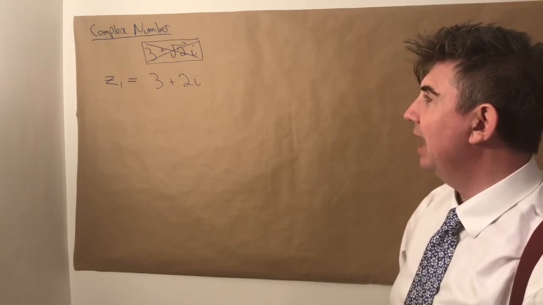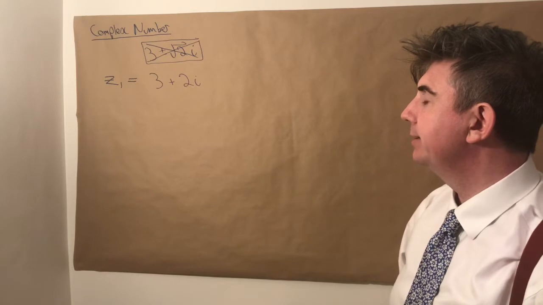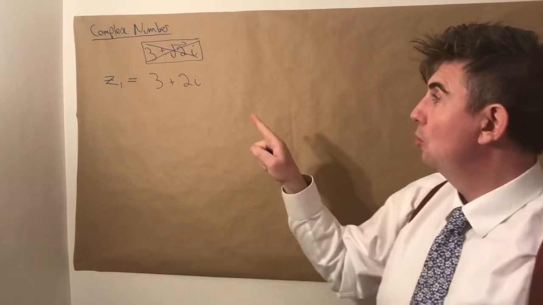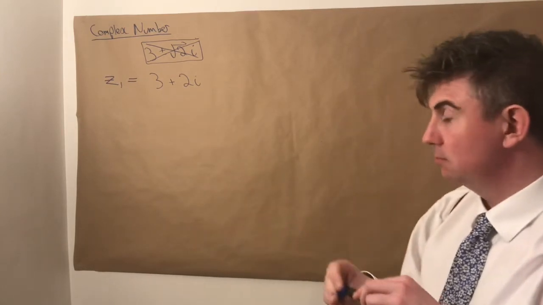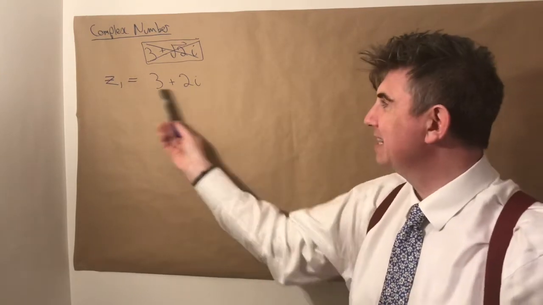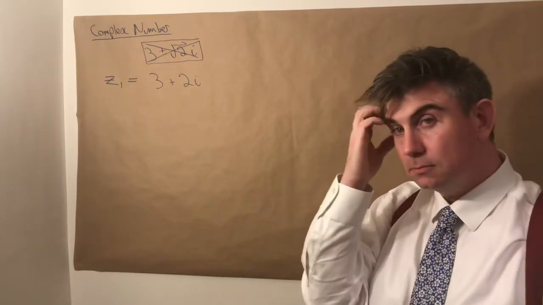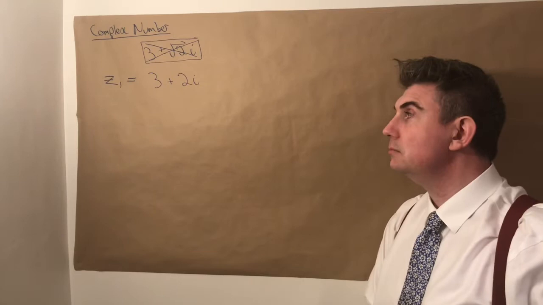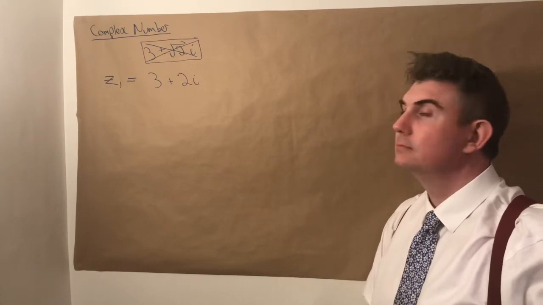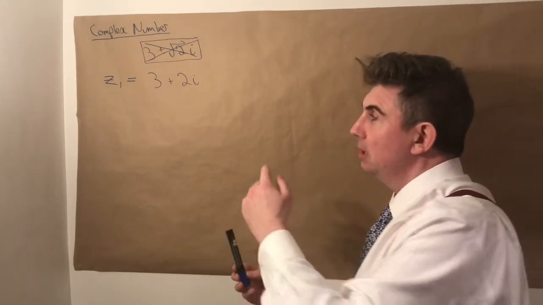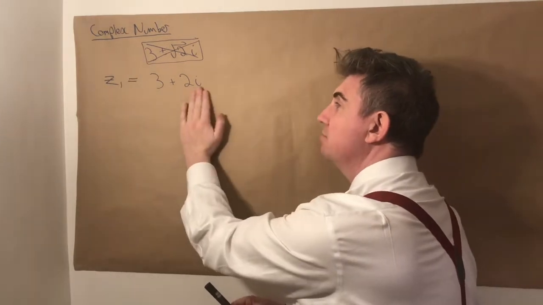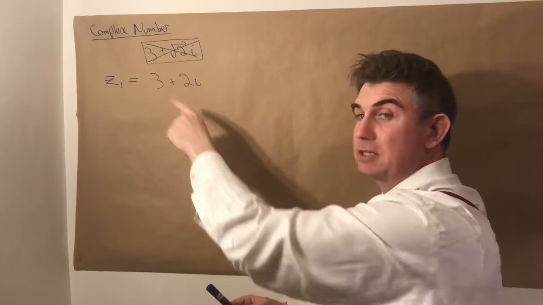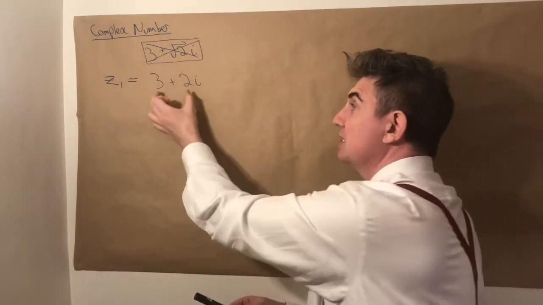So the question I would now ask is, why is this a complex number? So think about that. Why is this a complex number? Good. Because there's this real part and there's this imaginary part. So when we have two parts to a number, it's a complex number. It's a number with more than one part. So this is a complex number.